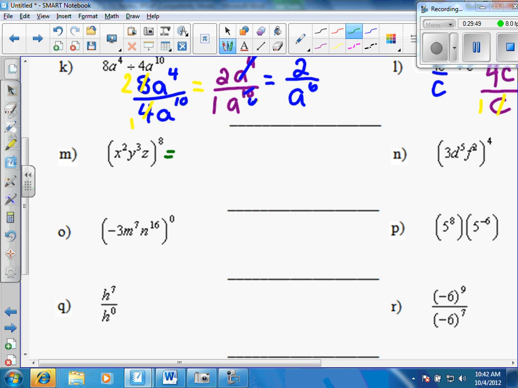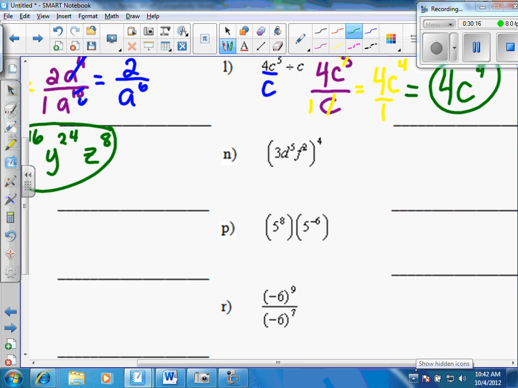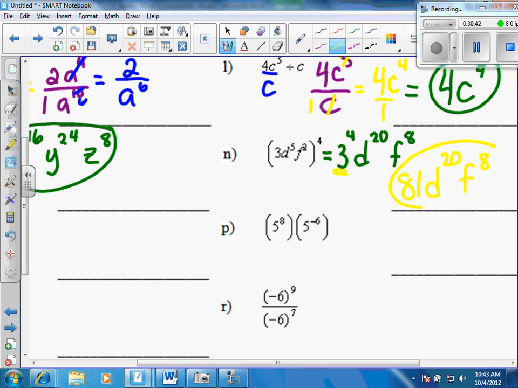Here a good thing to do is just apply the exponent rule. So x to the second raised to the 8th power is x to the 16th, y to the 24th, z to the 8th. That's your final answer. Similarly, this is 3 to the 4th, d to the 5 times 4, which is 20, and f to the 8th. So we want to then take this 3 to the 4th and rewrite that as 81. 81, d to the 20, f to the 8th. That's the final form of the answer.